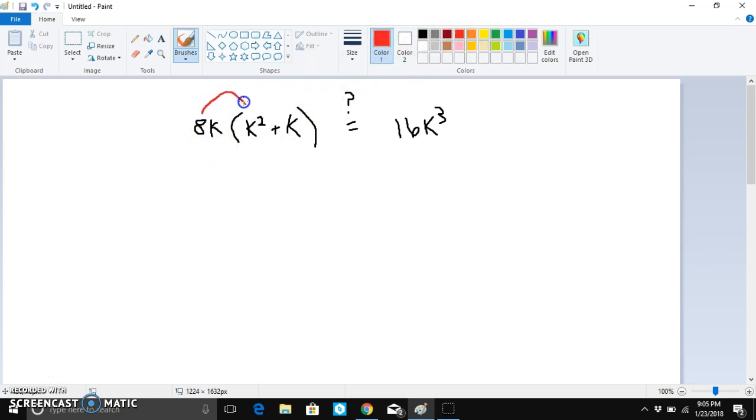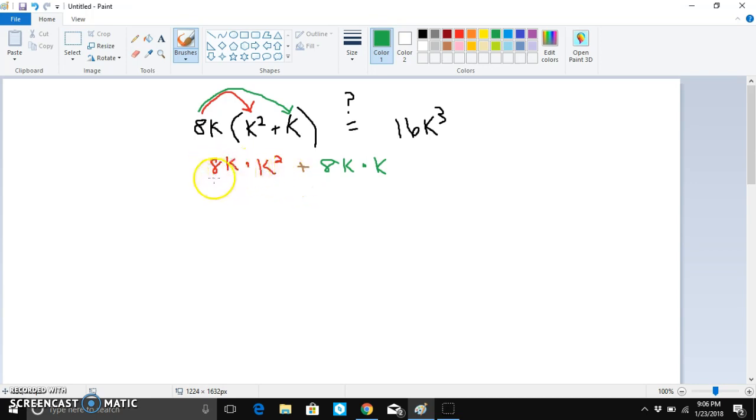You want to distribute the 8k with the k squared. You do that through multiplication, so we have 8k times k squared. Okay, then what you want to do next is the operation inside the parentheses comes next, so plus. And then you want to distribute the 8k with the k, the second term. And that would make 8k times k. As you can see, the 8k has been distributed with k squared, and the 8k has been distributed with the k. Now on to simplify.